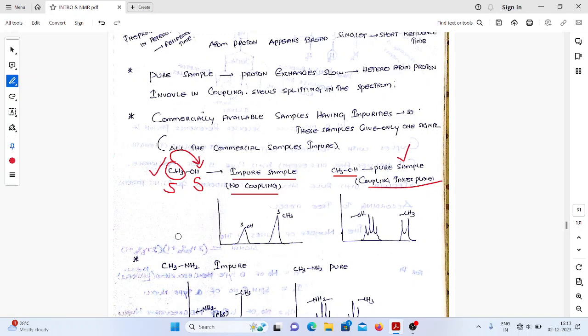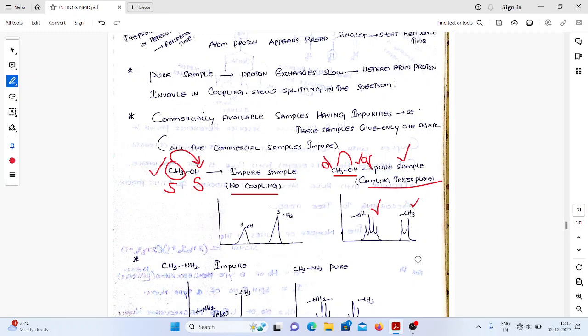But if you take a pure sample, what happens? There is no chance of proton exchange. No proton exchange means this proton is always available to interact with these three protons. So according to the n plus 1 rule, this proton will give a doublet for this one. According to the n plus 1 rule, these three protons, 3 plus 1 means 4, a quartet to this proton. That's why the OH appeared as a quartet and the CH3 appeared as a doublet.